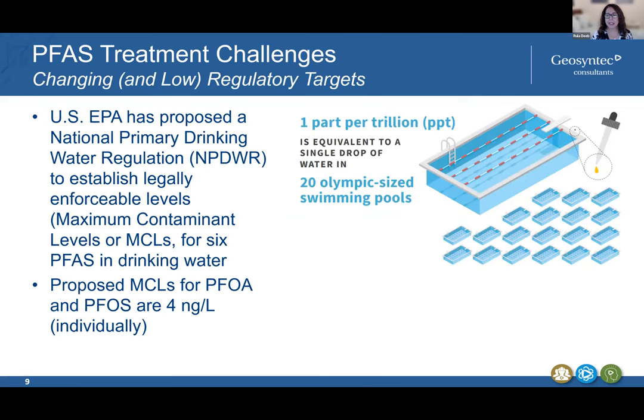So in the absence of federal regulatory targets, a lot of the states have been coming up with their own way of regulating PFAS. They're coming up with regulatory standards that are enforceable, and they vary from one state to the other, but they're also coming up with different ways of regulating PFAS, like either as a group in one state or individually in other states. So it would be really interesting to see what's going to happen once EPA finalizes its proposed MCLs at the end of the year.